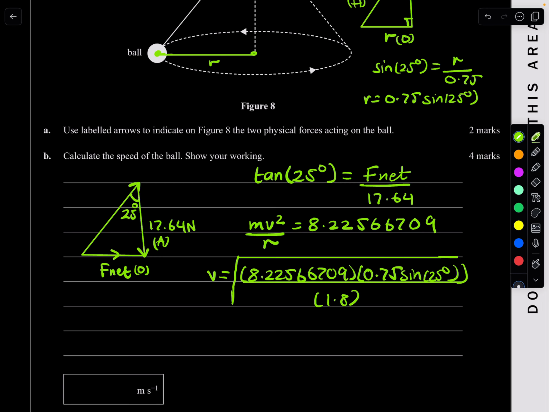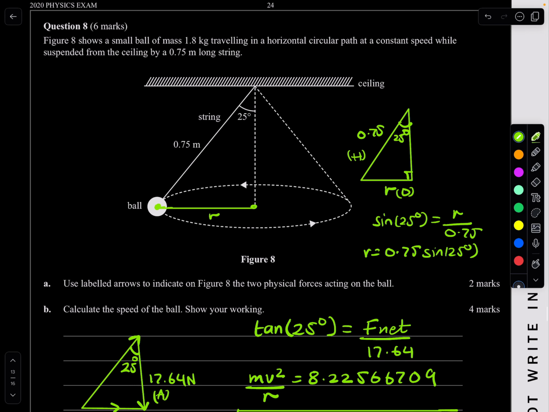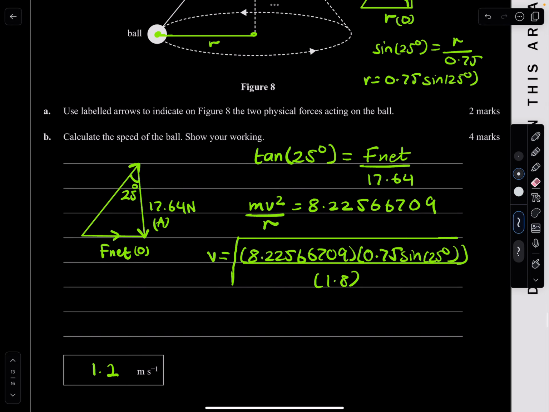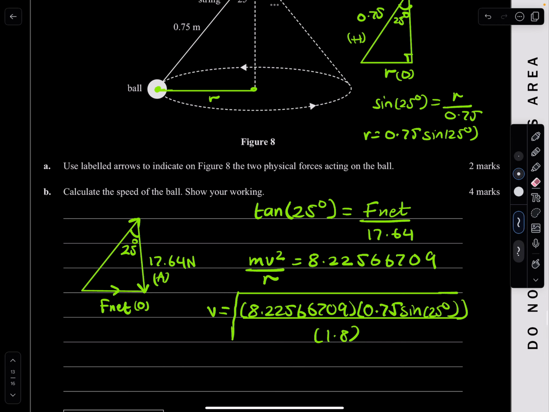0.75 sine 25 divided by 1.8. And that gives you 1.2 meters per second. That's it. Two significant figures. Yeah, 1.2. Wow, that's very long. But that's good. It's a good question. Nice, easy.